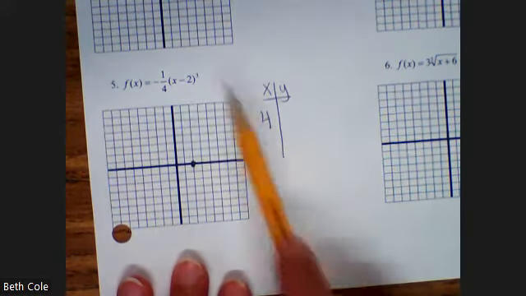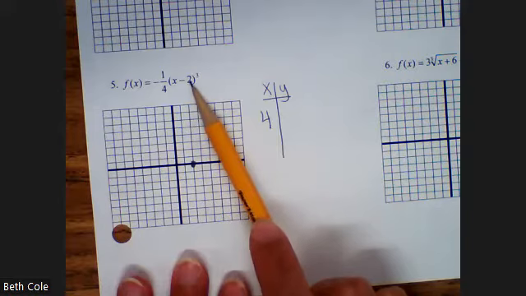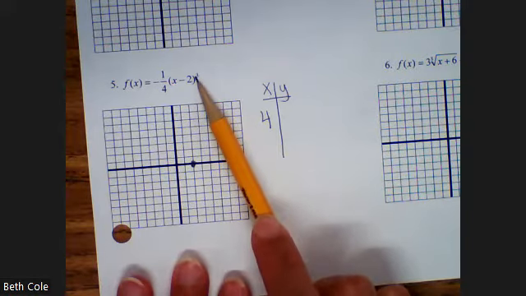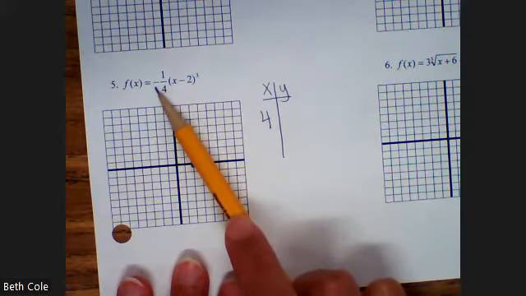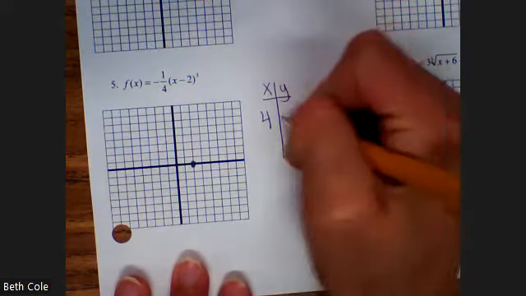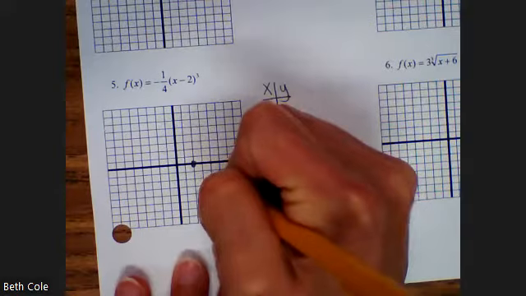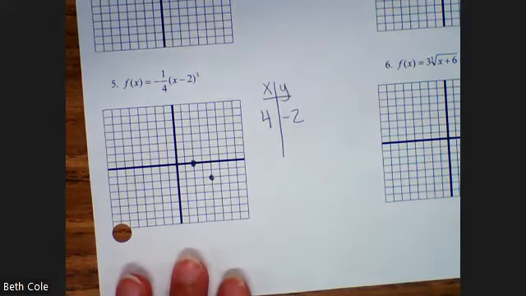Rewind. 4 minus 2. 2 cubed. 8. Good. A fourth of 8 is 2, but it will be -2. There we go. 4, -2. Now, again, you can plug in more values.